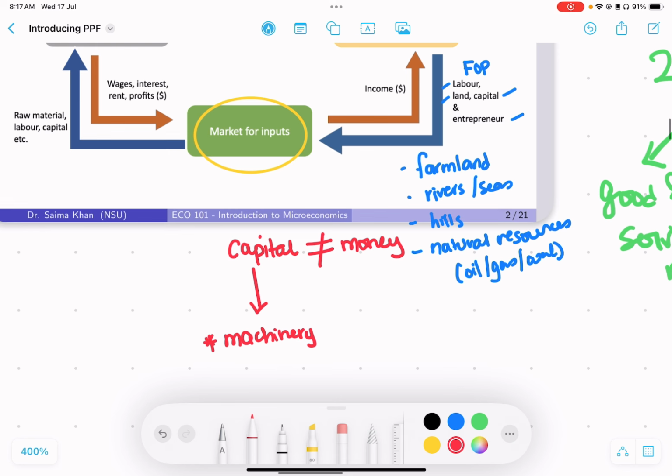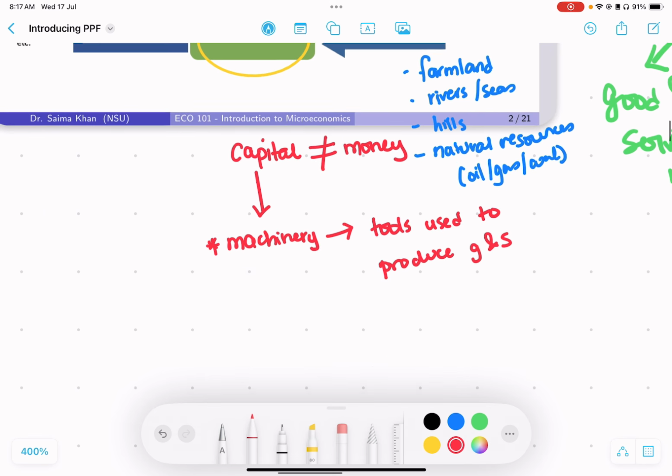All right, so basically, think of capital as tools used to produce goods and services. A hammer could be capital, a spade could be capital. So anything that is helping you to produce goods and services. Capital is something that you combine with labor and land in order to produce your finished good.